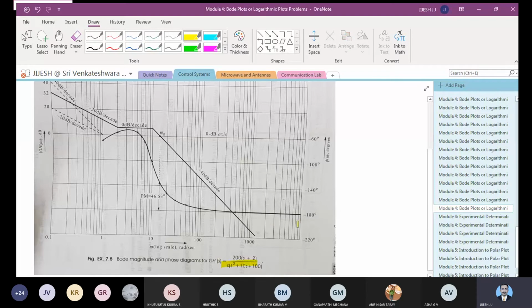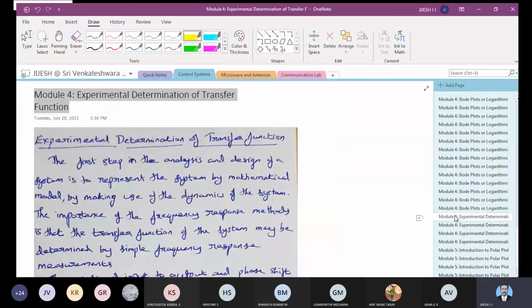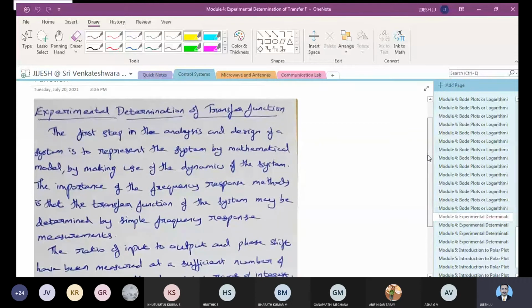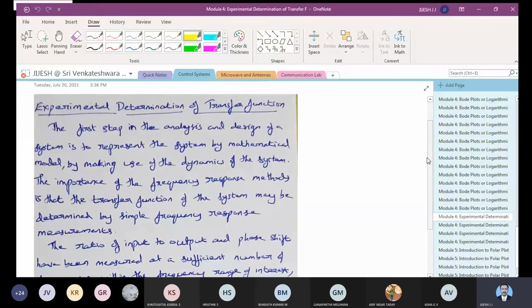You need to solve more problems to get a better understanding of the Bode plot. Okay, so that is all about the Bode plot. We will go through the next topic. If you have any doubts, you can get back to me and tell me which specific problem you want, and we will discuss all those things.